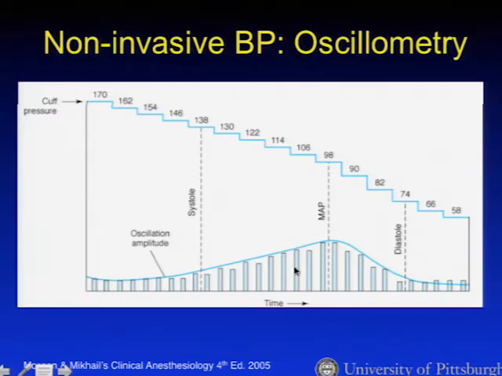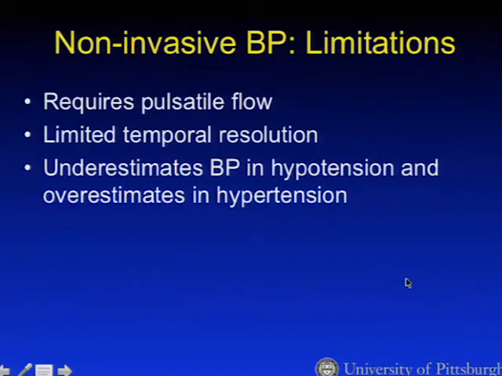Contrast that to manual auscultation, where you're detecting the onset and offset of Korotkoff sounds corresponding here to systole and diastole. Now, this technique is reliable in most clinical situations, but there are some limitations. At least a small degree of arterial pulsatility must be present, and therefore patients on continuous flow pumps, such as cardiopulmonary bypass or many ventricular assist devices, will not be able to be monitored in this way.